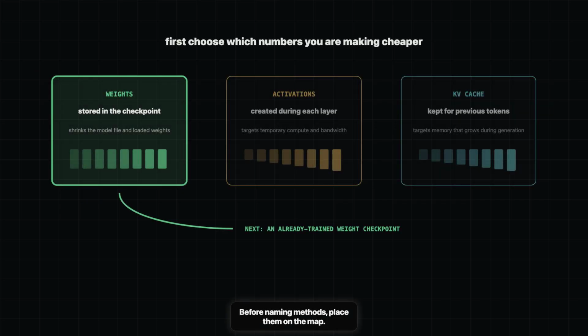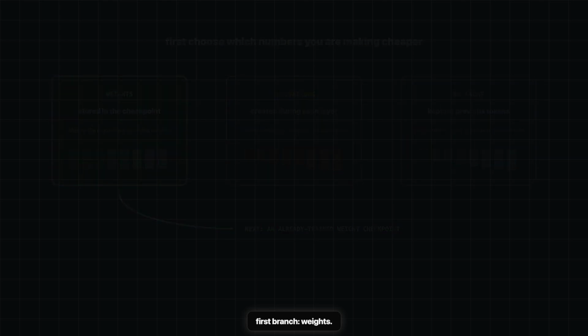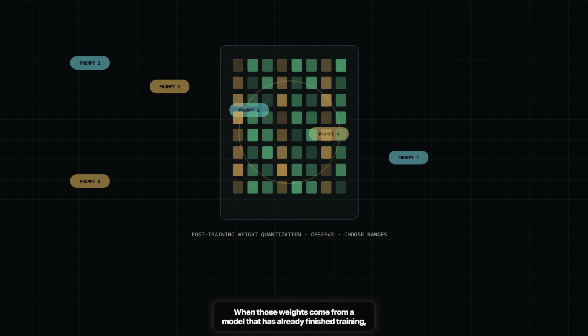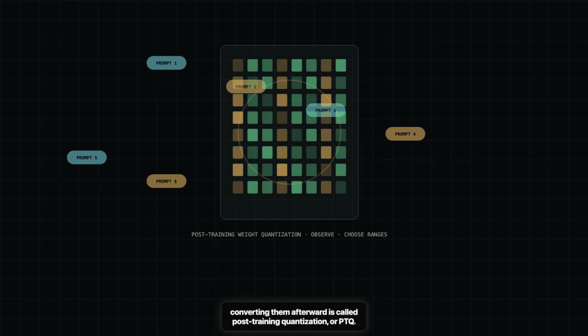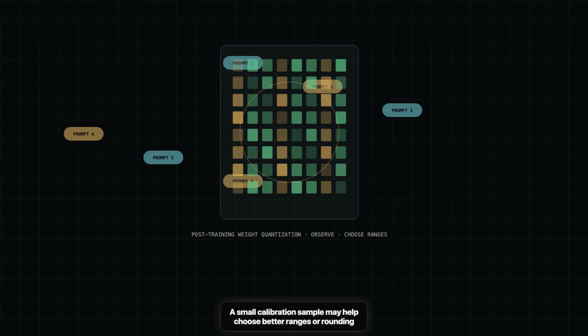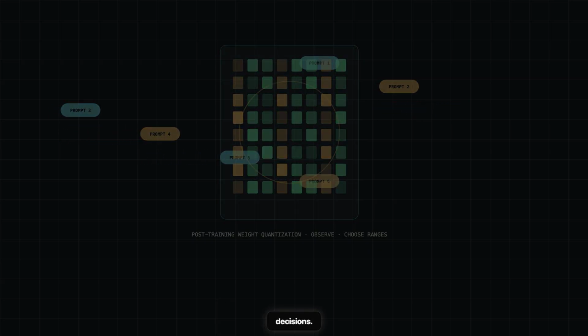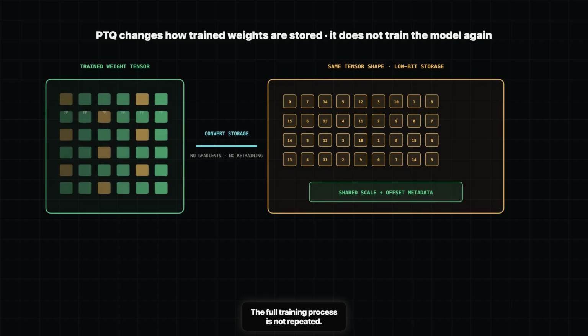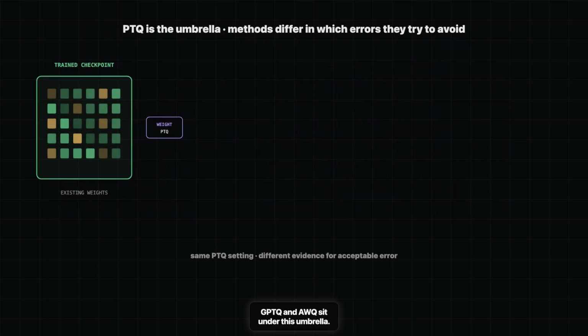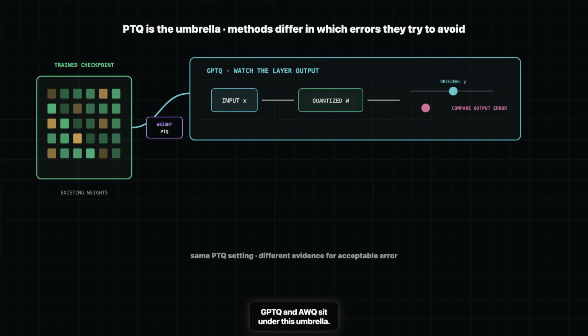Before naming methods, place them on the map. Quantization can target stored weights, temporary activations, or the growing KV cache. The downloadable model files we are investigating mainly quantize the first branch, weights. When those weights come from a model that has already finished training, converting them afterward is called post-training quantization, or PTQ. A small calibration sample may help choose better ranges or rounding decisions. The full training process is not repeated. Weight PTQ keeps the trained tensor structure and converts its existing values into lower bit codes and metadata. GPTQ and AWQ sit under this umbrella.